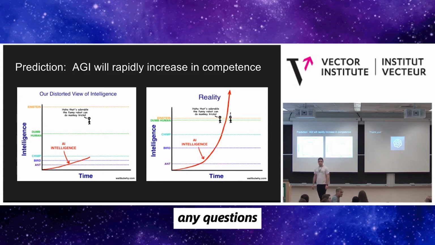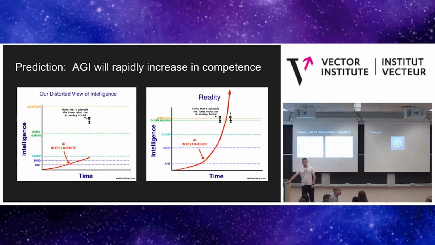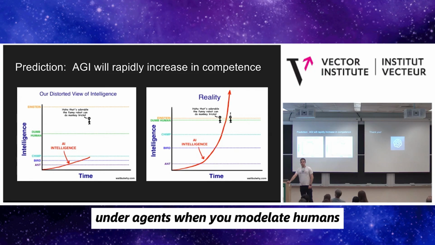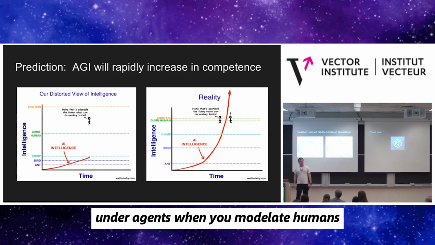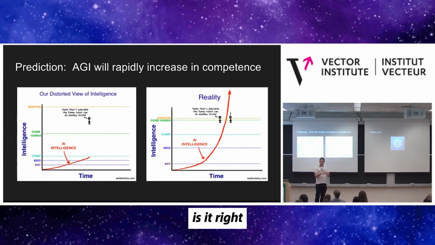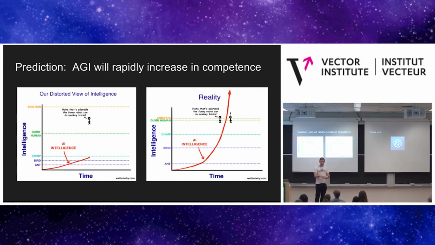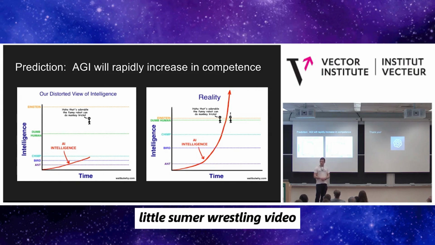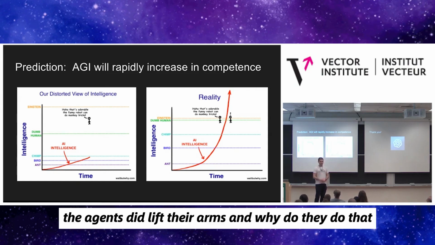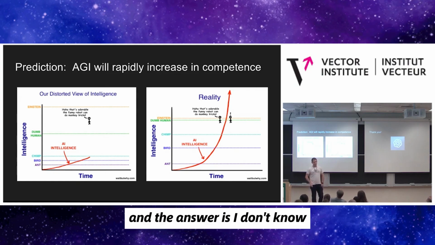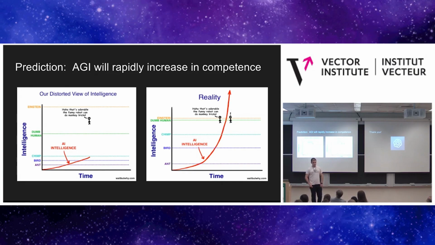Any questions? Yes? I have a question, on your agents, when you model a human, it always ends up lifting its arms. Is that right? Repeat the question. Oh yeah, the question is, in the little sumo wrestling video, the agents did lift their arms, and why do they do that? And the answer is that I don't know.